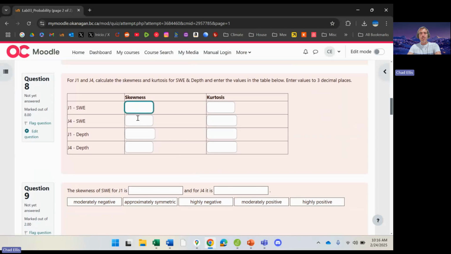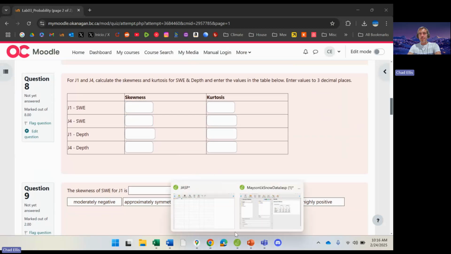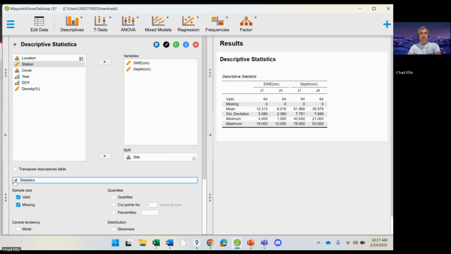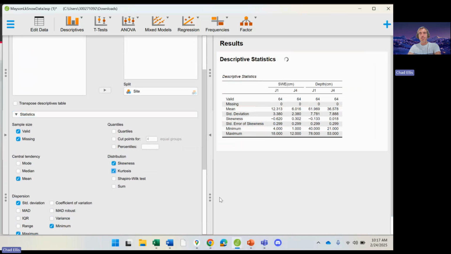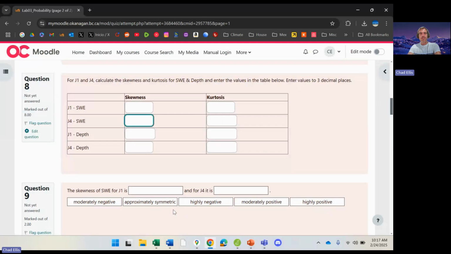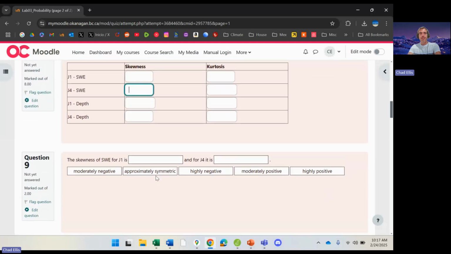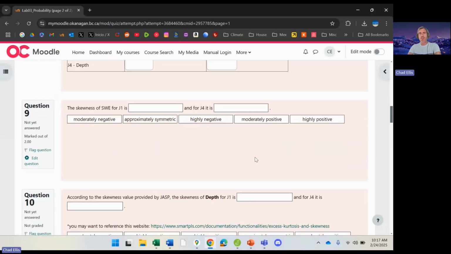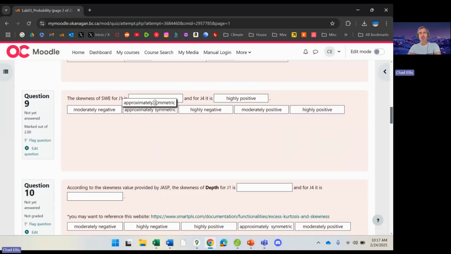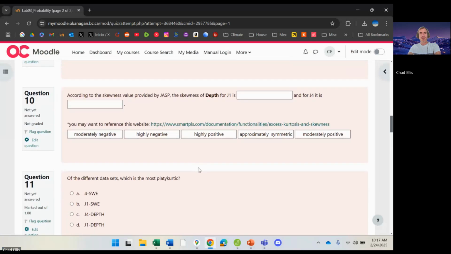A few more descriptive stats. We're going to be looking at the skewness and kurtosis. So I'm going to go back to JASP, under the stats there, under distribution. I'm going to click the skewness and kurtosis boxes. So you can see I get those values there for skewness and kurtosis. By looking at those values, you're going to determine whether the skewness for SWE for J1 is symmetrical, highly negative, or positive. What's the best descriptor for that? Just plunk it into the box itself. Similar kind of idea for depth.